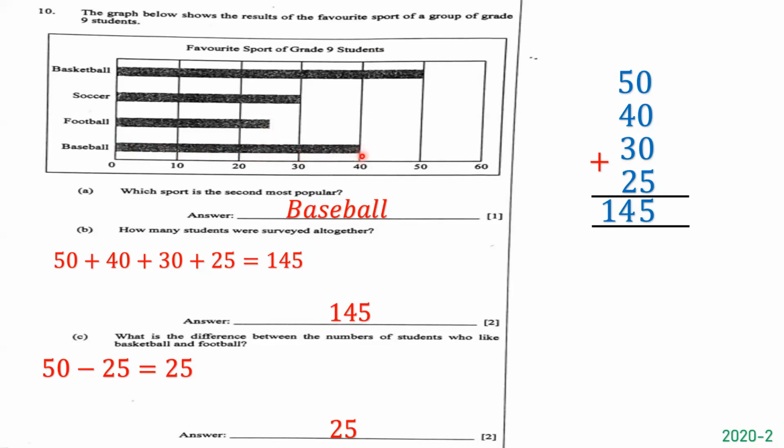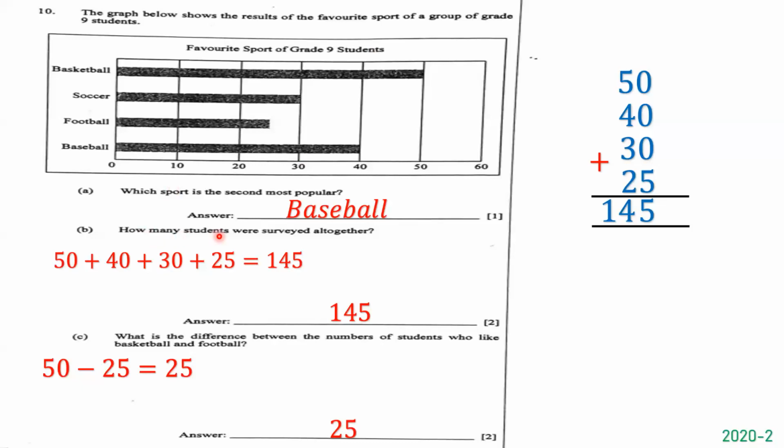So we have 40 students who consider baseball as their favorite sport. The question says, which sport is the second most popular sport? Well, the most popular sport is basketball because it has 50 students. And the second one would be baseball because it has 40. So baseball is the second most popular sport.